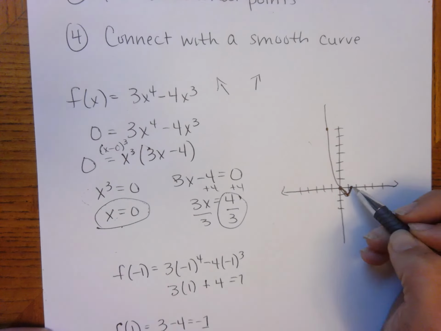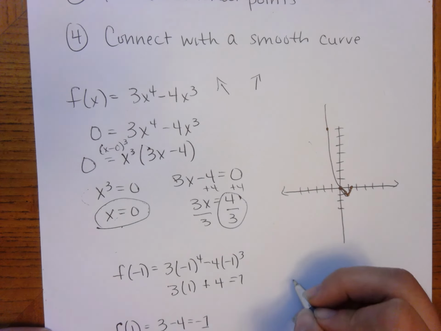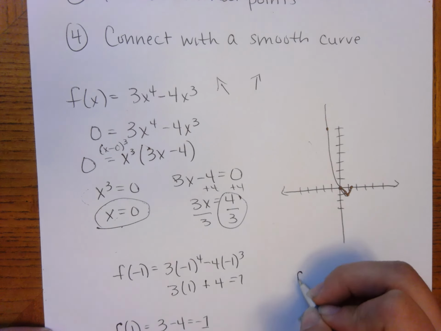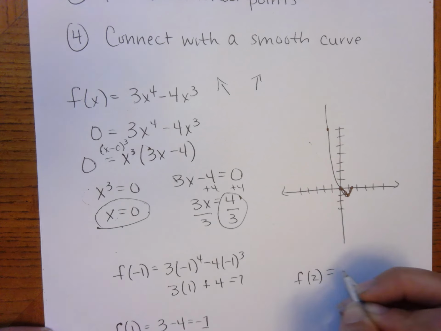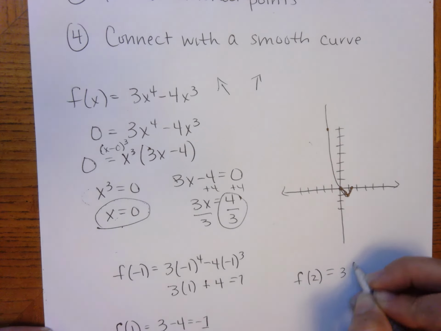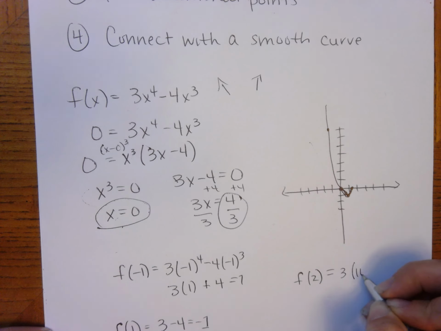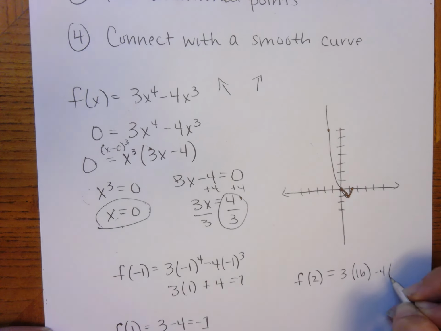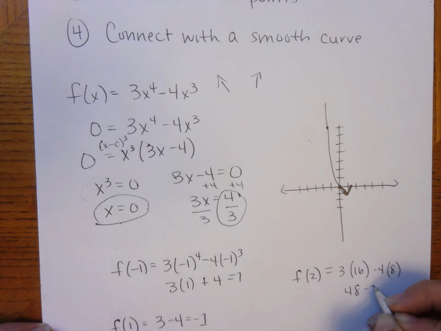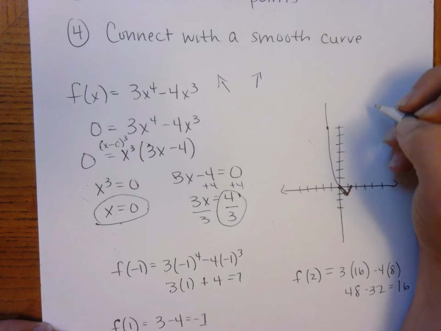And then I'm pretty sure it goes up like this, but let me just plot a point to the right here. We'll do f of 2. When I put in 2, I get 3 times 2 to the 4th, which is 16, minus 4 times 2 cubed, which is 8. So I get 48 minus 32, which gives me 16. And so, right, I'm way, way up here.